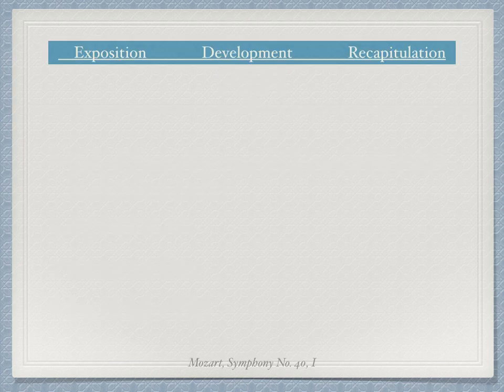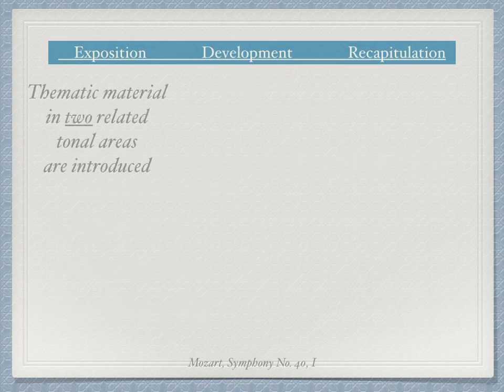The exposition begins the piece by presenting the thematic material of the movement. The themes are in two related key areas. Here is an example of thematic material from Mozart's Symphony No. 40, first movement.